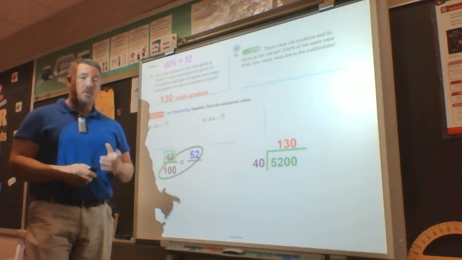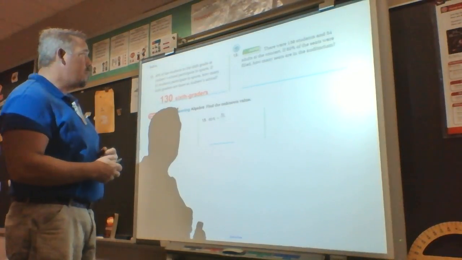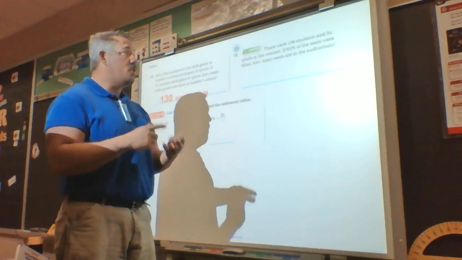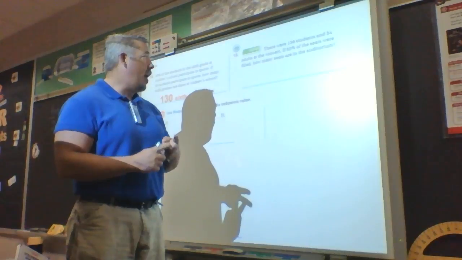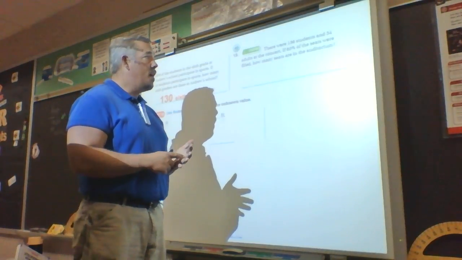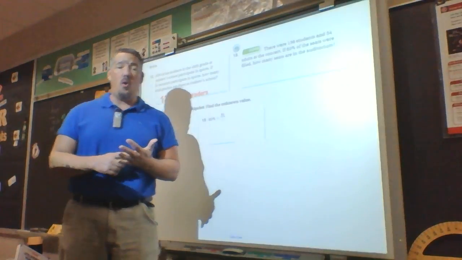All right, so then number 13, still a story problem. There were 136 students and 34 adults at the concert. If 85% of the seats were filled, how many seats are in the auditorium?